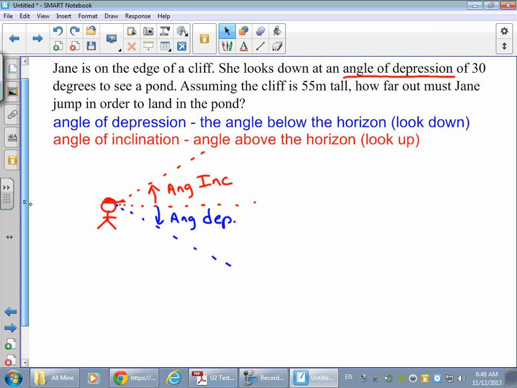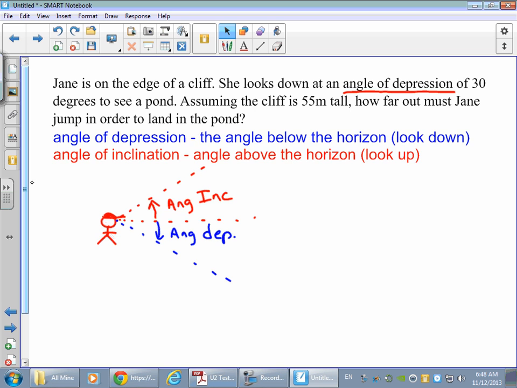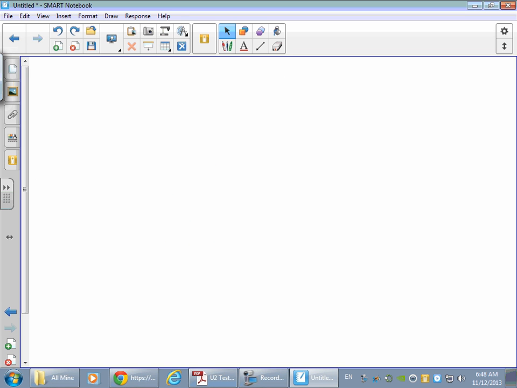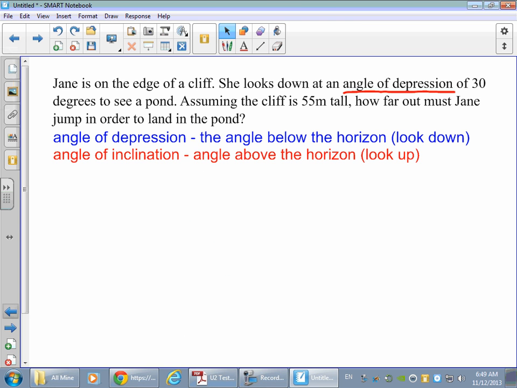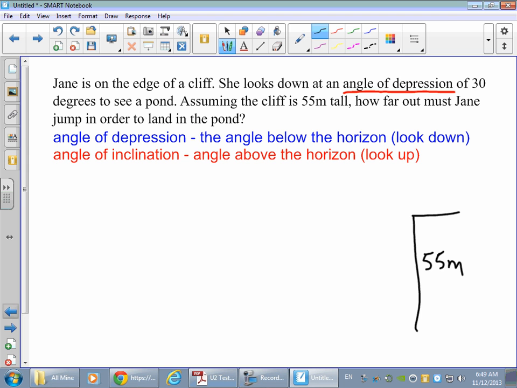So, if I continue on then to worry about Jane, I'll just delete it, I guess. So Jane is on a cliff, and the cliff is 55 meters tall. Now, one of the things that happens with any kind of a word problem, we make assumptions. When Jane's height is not mentioned in this question, what I'm going to assume is her height is insignificant with relation to the rest of the question.